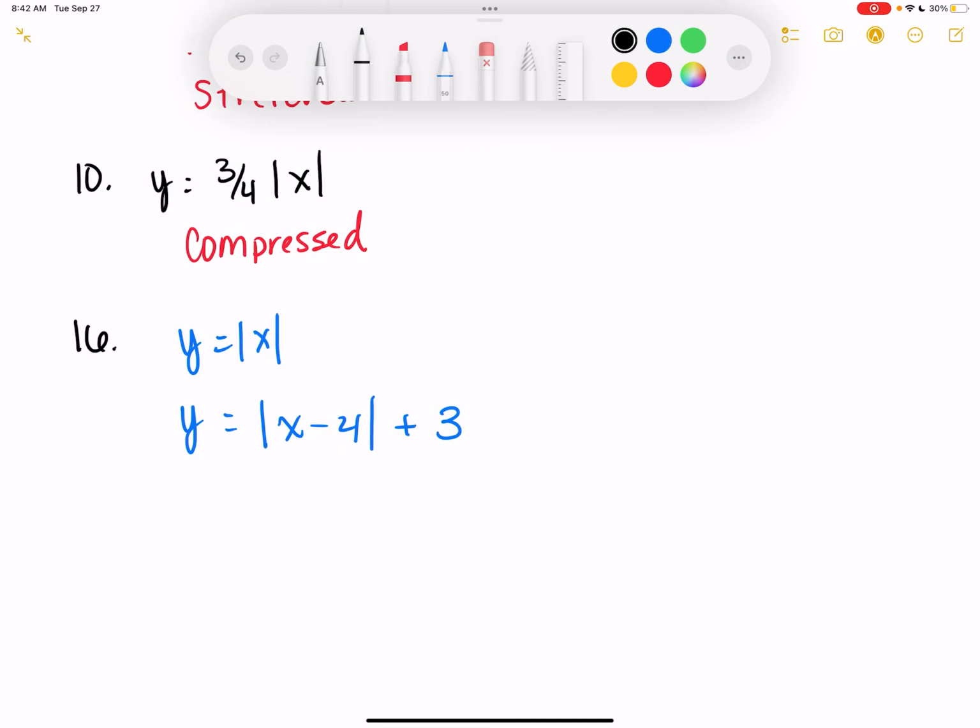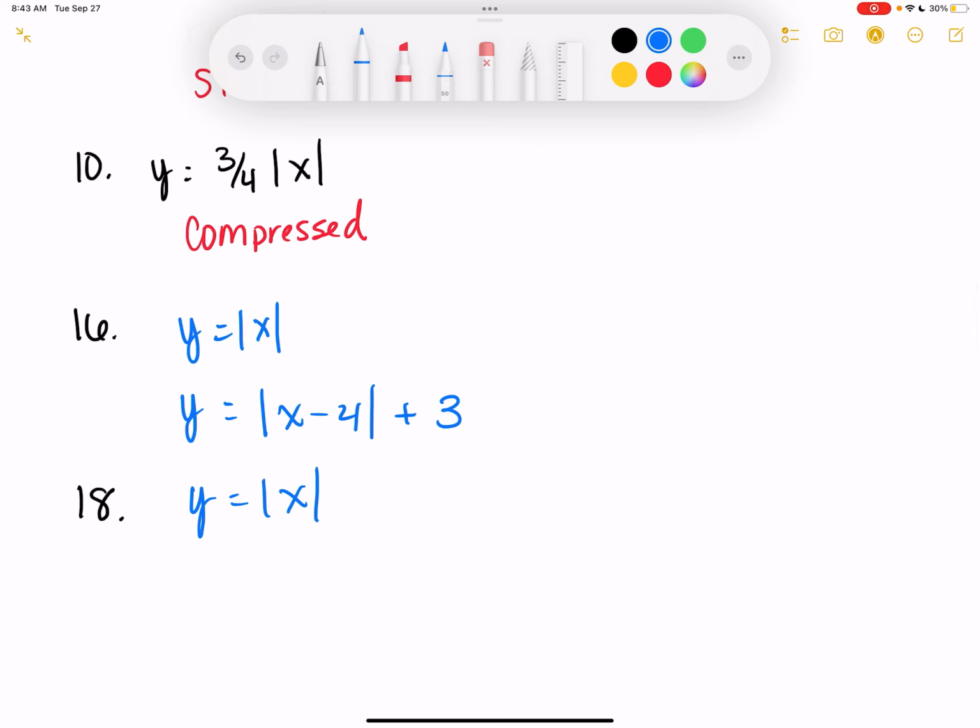All right, so then 18. Start with the parent function, y equals the absolute value of x. What's happening to this one? It's reflected, so what do I need to add to the function to make it reflect? Negative out front, so y equals negative absolute value of x. And what else happened? Up 2, so we do what? Positive 2 on the outside. Yep. And as long as you got your book open, might as well go ahead and do 20.